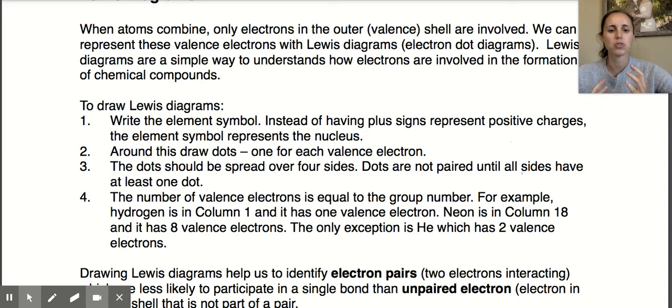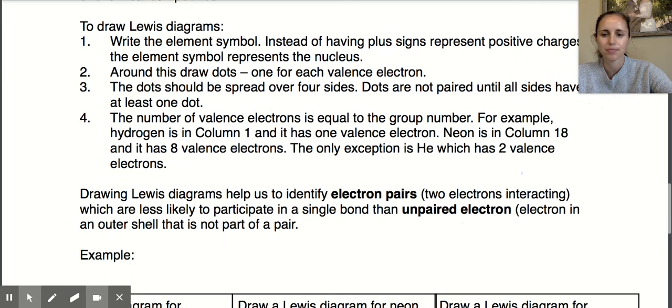And then we skip to column 13. Column 13 has 3. 14 has 4. 15 has 5. 16 has 6. 17 has 7. And 18 has 8. Those middle groups that we missed, so 3 to 10, we're actually going to cover in a couple lessons. So right now we're going to miss that middle group on the periodic table. We're just going to be focusing on those that form regular ions.